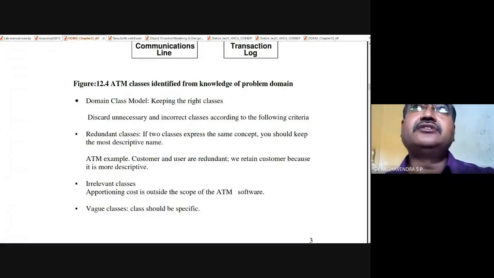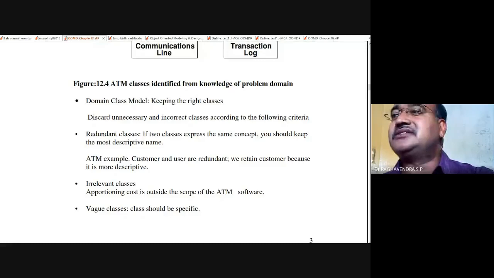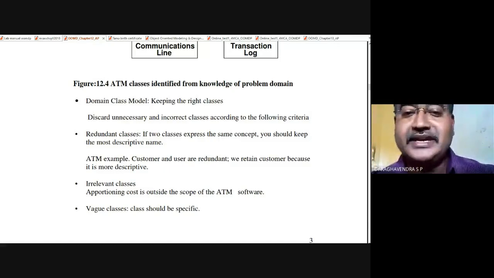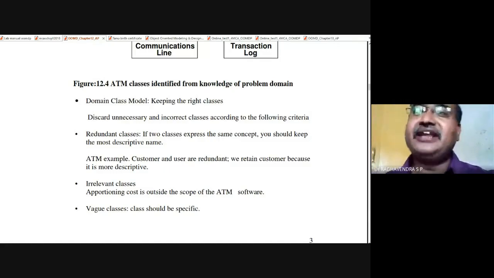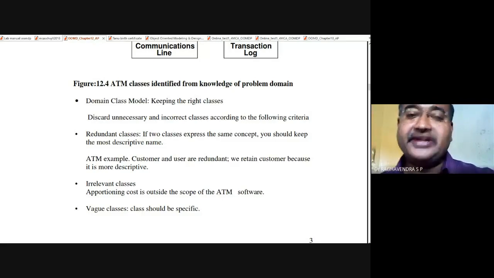Next, vague classes. Vague means which is not clearly defined. We can also call this ambiguity. So a class should be specific. Meaning if you are defining a class not in a very clear manner, you have to redefine it.